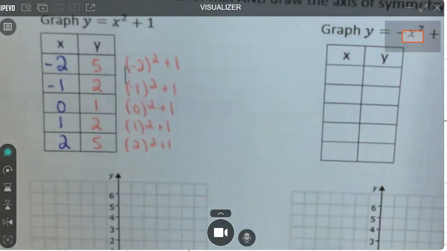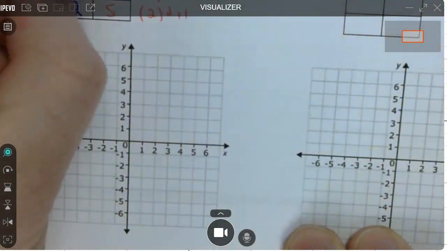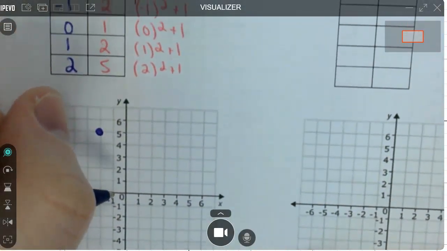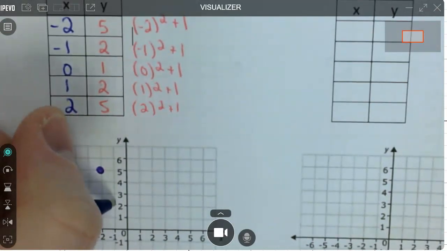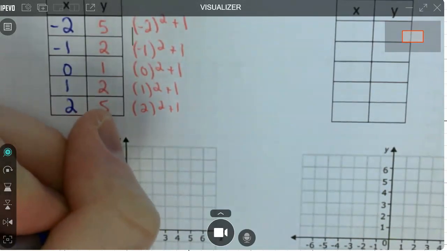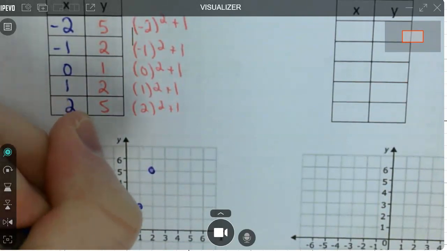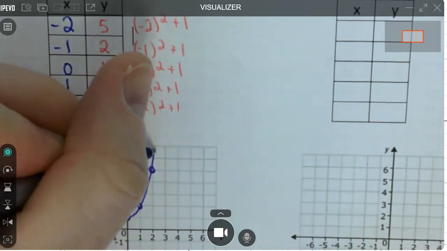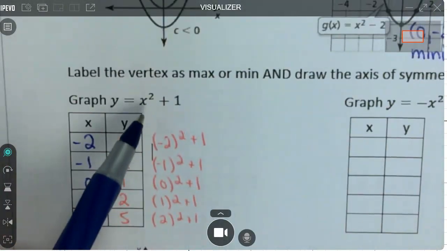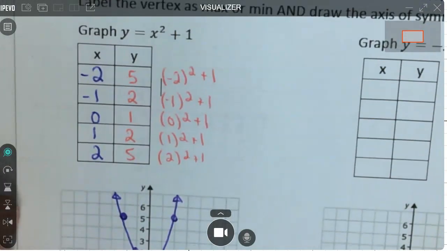So when I go down here and graph these, I plot my points. I'm at -2, 5, so I'm right there. Then I'm at -1, 2. I'm at 0, positive 1, 1, positive 2, and 2, positive 5. And as I draw my curve, there's my parabola. It's still the x squared parabola. We've just shifted it up one spot.